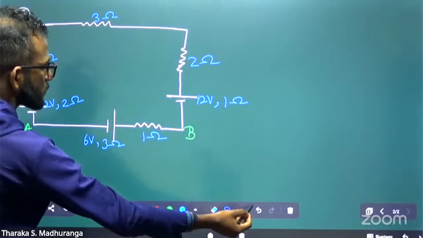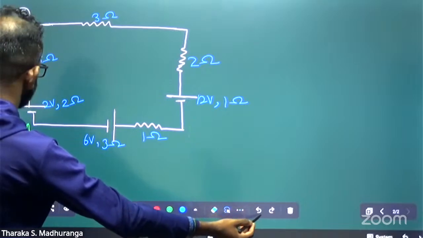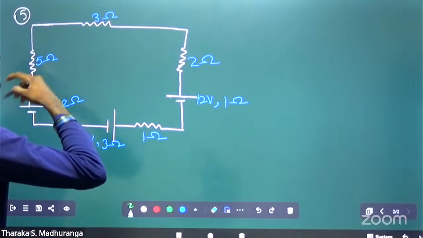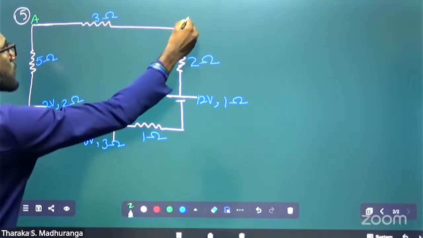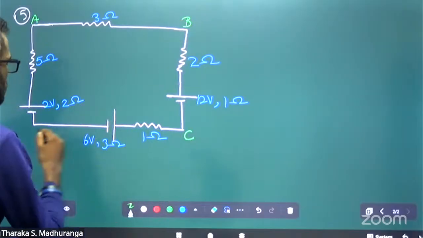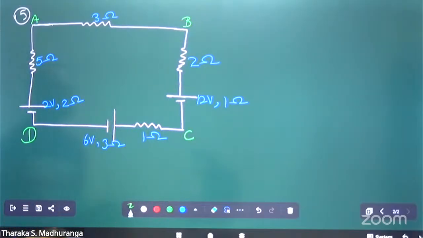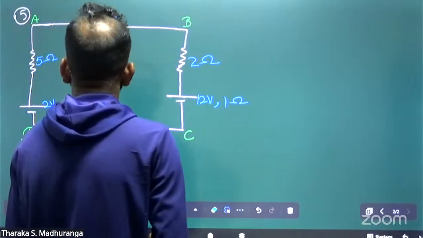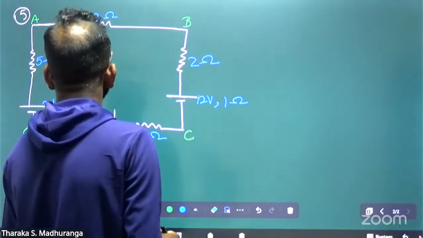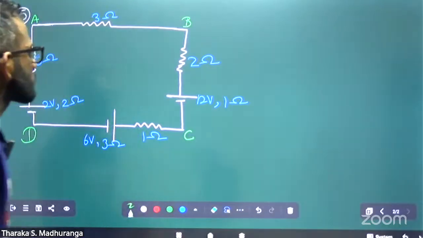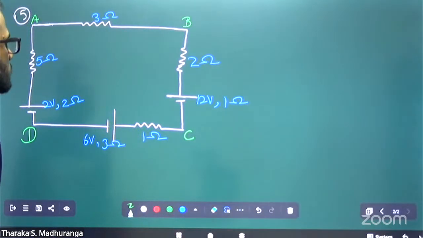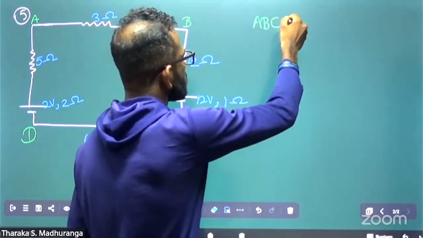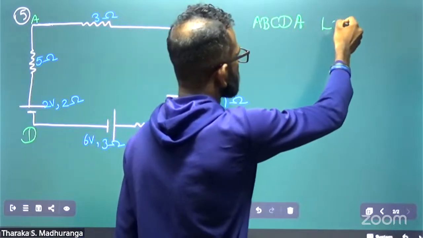Not like this. Yes, A, B, C, D. Then get the loop coordinate as A, B, C, D, A. Make it harder. A, B, C, D, A loop. Kirchhoff second law.